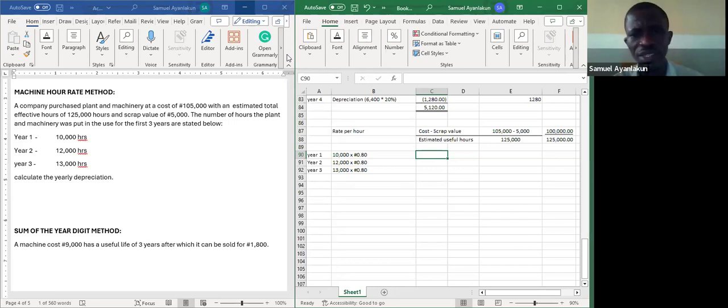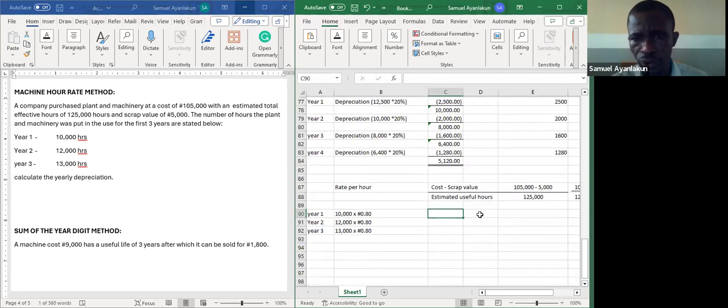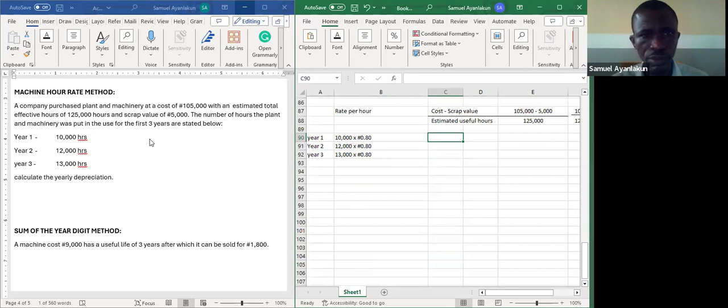So year one, 10,000 hours times 0.8. What is the answer for year one? I'm waiting for your answers. 10,000 times 0.8. You can take the calculator on your phone and do it, make it faster. Let's make it snappy because of time.